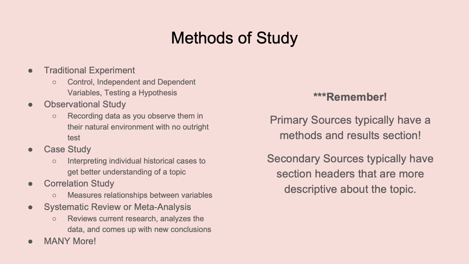There are many, many more types of studies that can be done. These are just some pretty obvious ones that you're going to probably run into. This one is very common and gets people tripped up all the time. But just remember, primary sources typically have a methods and results section. Secondary sources typically have section headers that are more descriptive about the topic. Sometimes you will notice that the journal itself says reviews, or that the title of the journal article will say a review, but don't get messed up about the systematic reviews or meta-analysis.